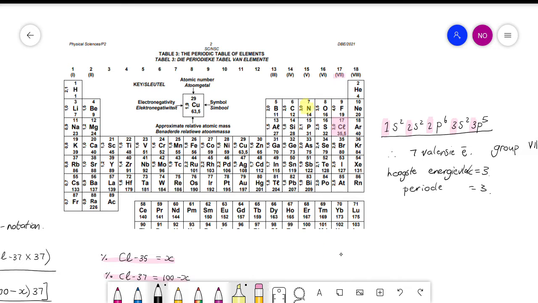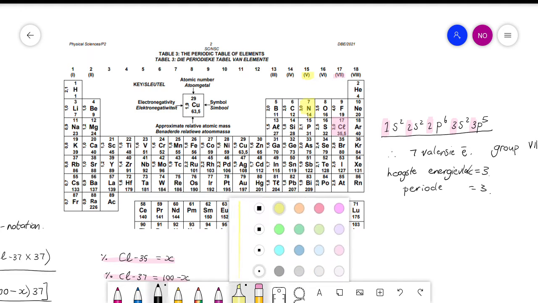If you just look at the group in which it lies, how many valence electrons will it have? 5. What is the highest energy level of the electrons in nitrogen? 2, because it's in period 2. Next one, magnesium. Highest energy level.